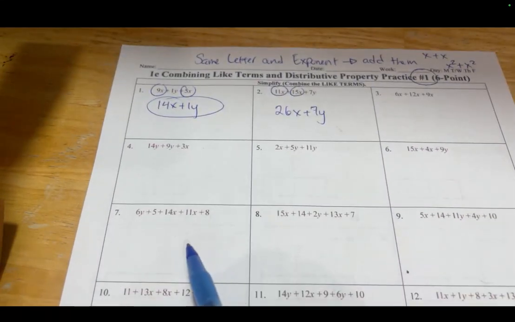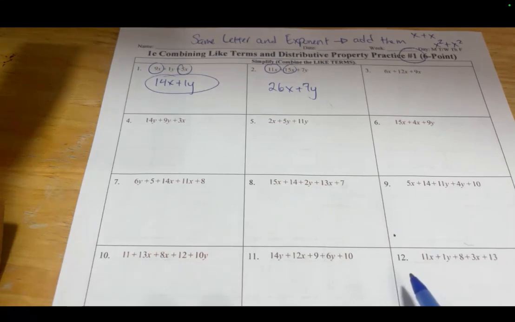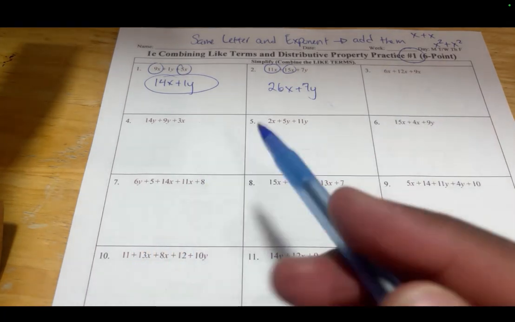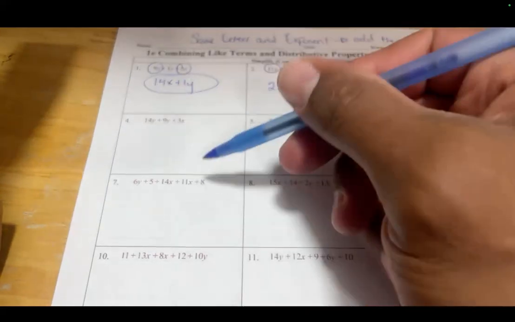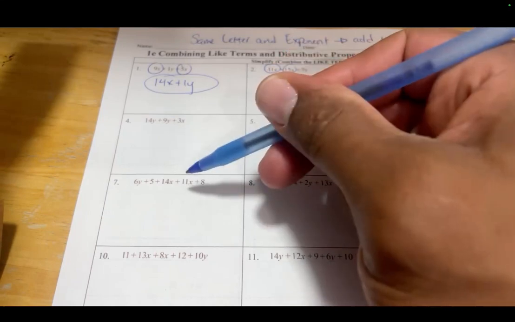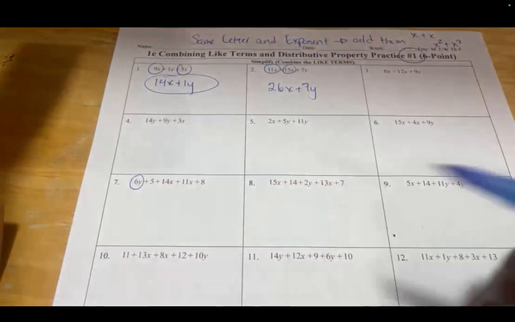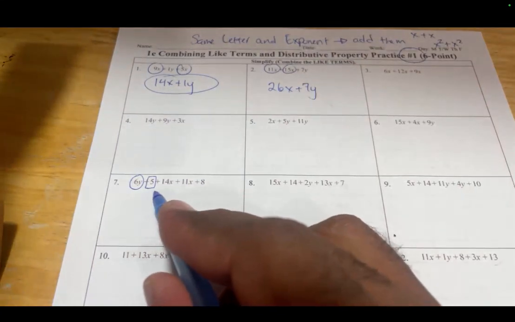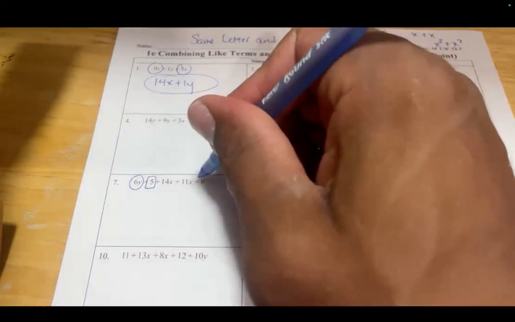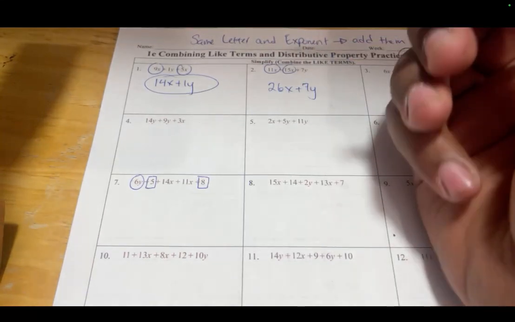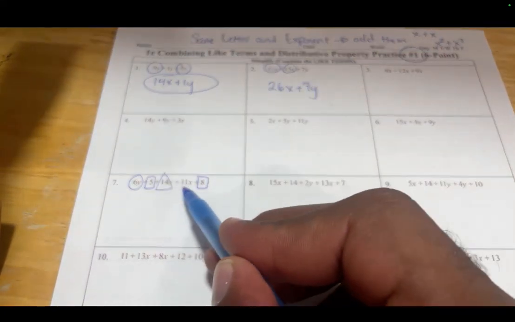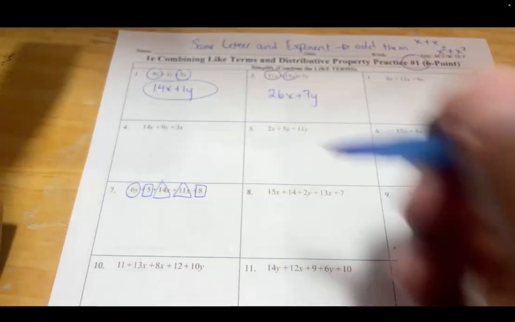Now, as we get to the next ones, 7 through 12, again, these are 6-point questions, by the way. We're just adding more numbers. So right here, I'm going to put different shapes around different types of numbers. The 6y is a y. There is no other y. Now I'm going to put a square around the 5. The only one that's a like term with 5 is 8 because they both don't have x. And then the last shape I'm going to use is a triangle around the 14x. This is also x on the 11, so that also gets a triangle.